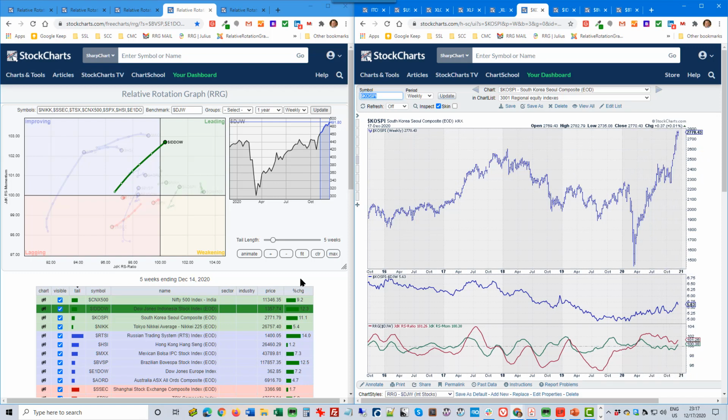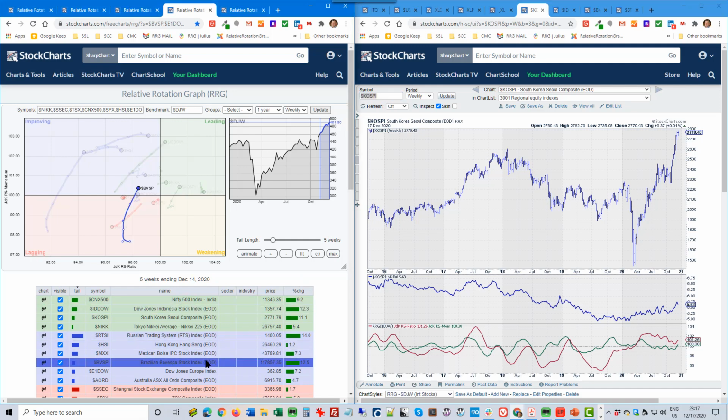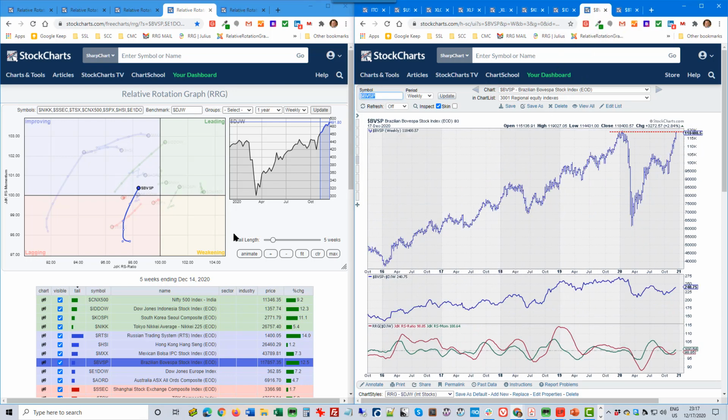Having said that, maybe a better opportunity is found in Brazil, where you see the Bovespa index rotating from lagging into the improving quadrant and closing in on crossing over into leading. And especially when you look at the price chart, it is pushing against a very major resistance level around 120,000. When that breaks, in combination with the turnaround in relative strength, I do think that Brazil could surprise us and power into the leading quadrant.